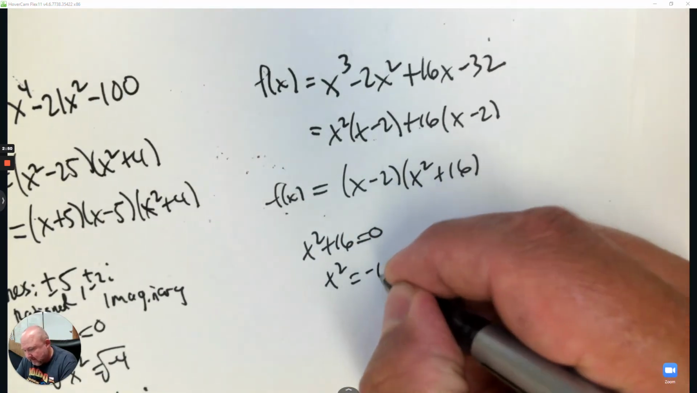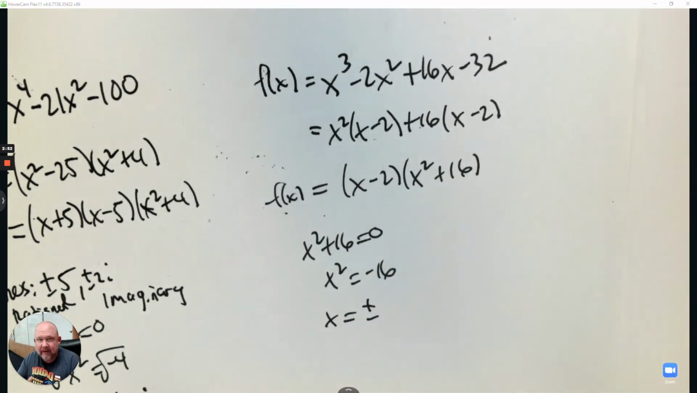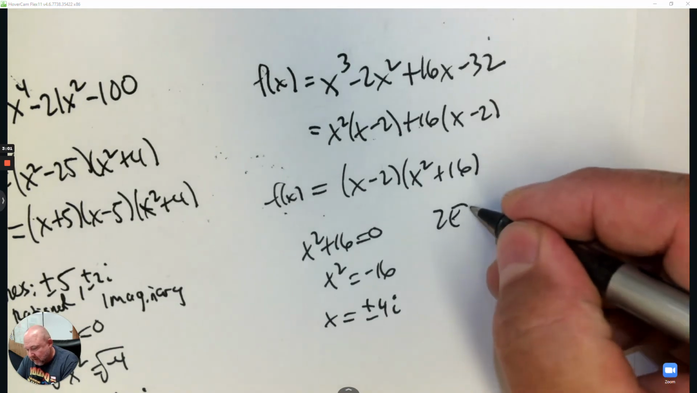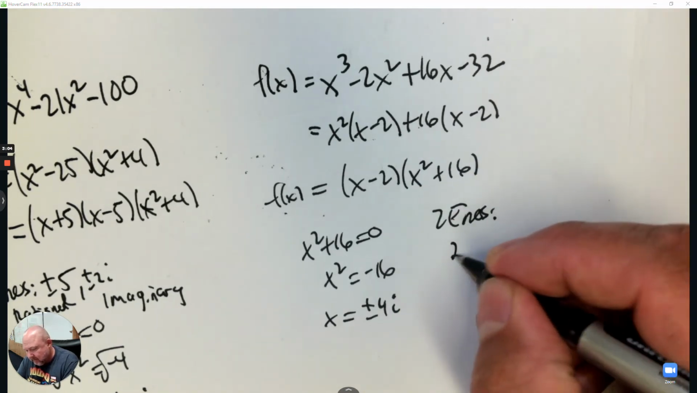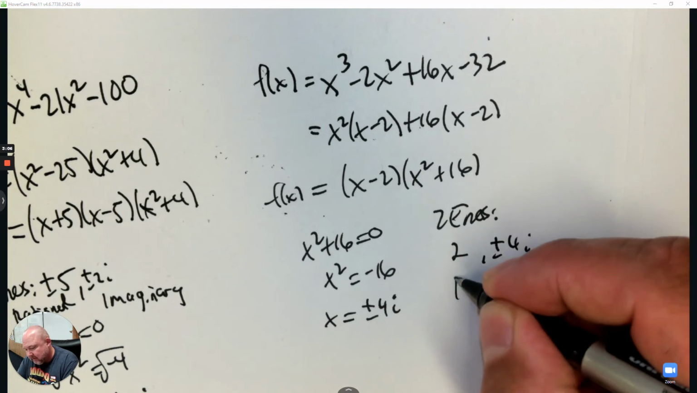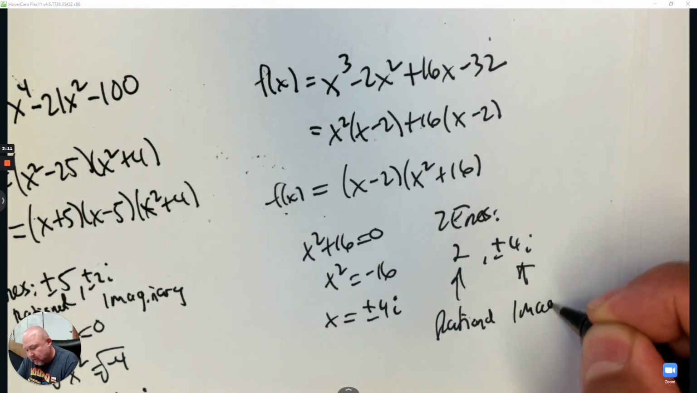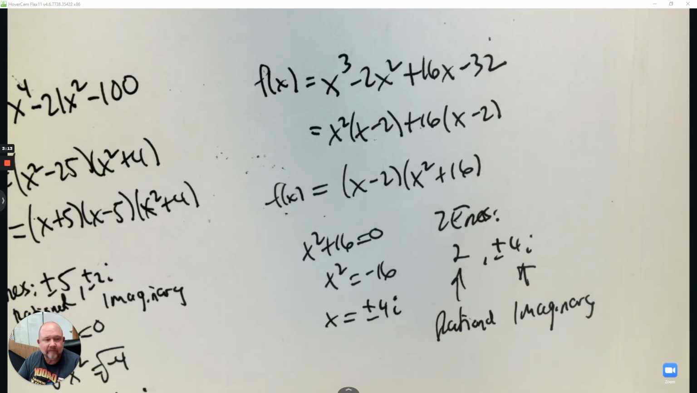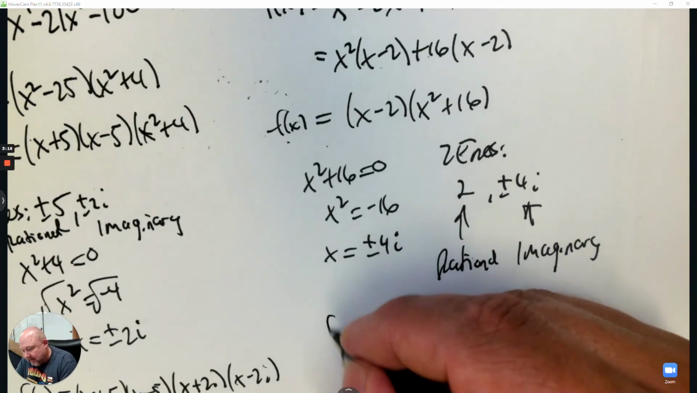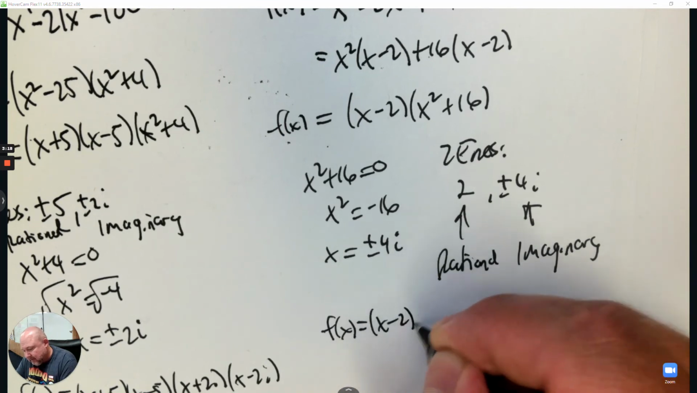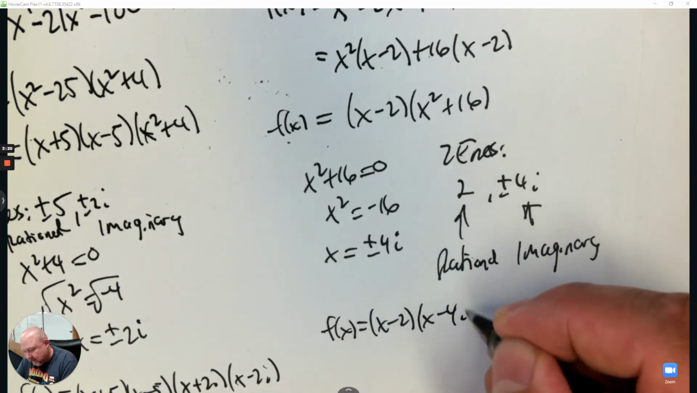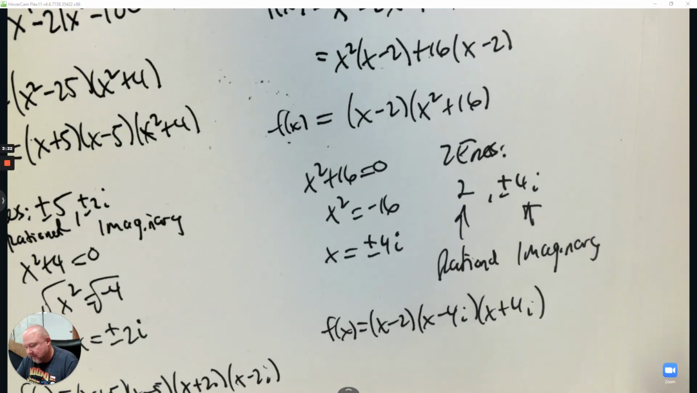So I'm going to subtract 16. When I square root, the answer is positive and negative. The square root of a negative number is imaginary, and the square root of 16 is 4. So it's positive and negative 4i. So I already know the zeros: positive 2, plus and minus 4i. So that is rational, and these are imaginary, or you could say complex. If I write it as linear factors, we'd have x minus 2, x minus 4i, x plus 4i. Order doesn't matter, and there you go.